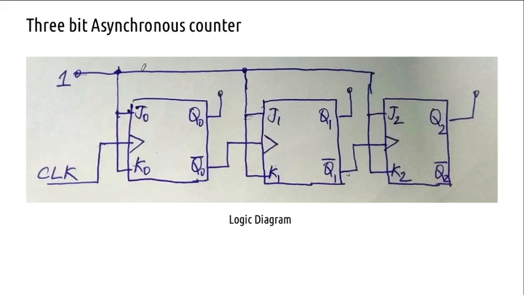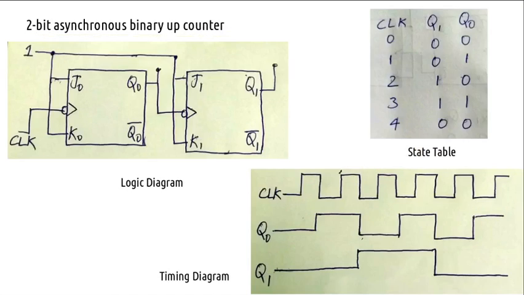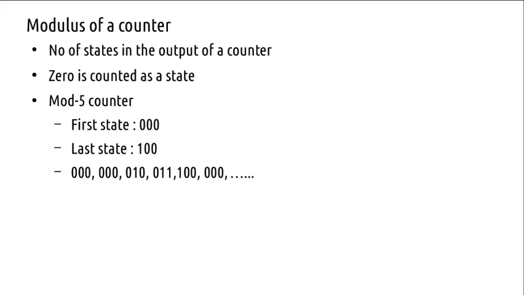Now, to continue the discussion, I asked you to design this 3-bit asynchronous counter. What is a modulus? What is meant by the modulus of a counter? I think we mentioned this in the class, right? I'll pull back the slides so that you may recollect. The modulus of a counter is the number of states in the output of the counter. That is what we call the modulus of a counter.